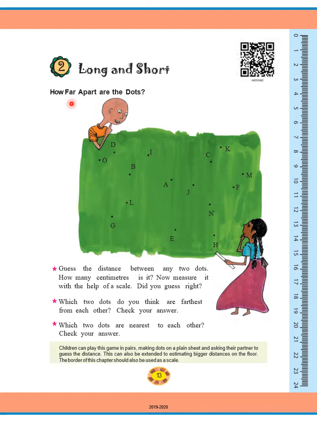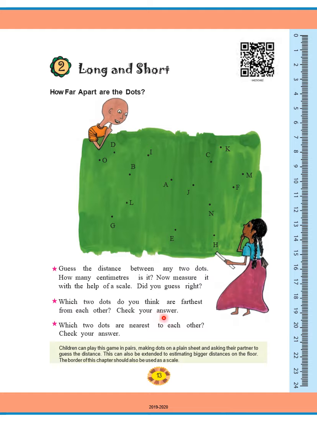So let us begin the first topic. How far apart are the dots? We can see there are a number of dots here, and these dots we also call points. Guess the distance between any two dots, and how many centimeters is it? For example, if we guess two dots F and M, according to me it is around 1 centimeter. Now measure it with the help of a scale. If we measure the distance between F and M, the exact distance is 1.2 centimeter. This means 1 centimeter and 2 millimeter.